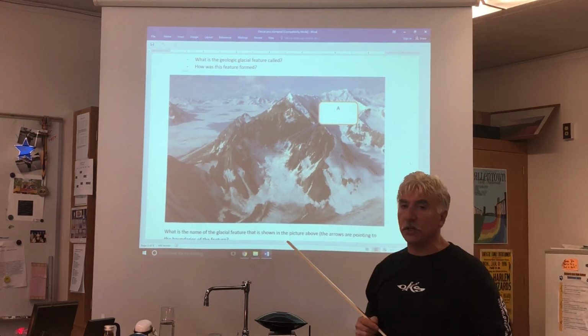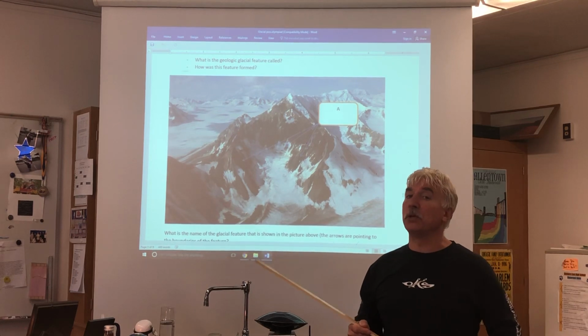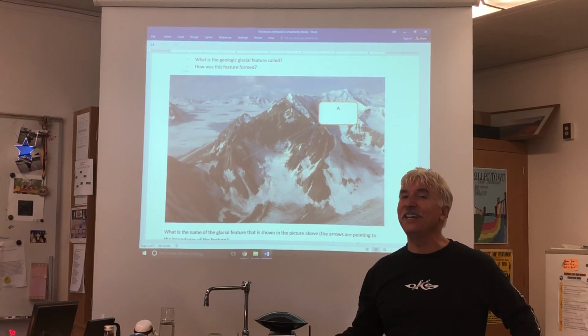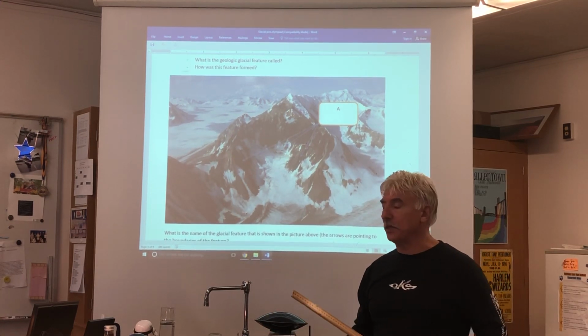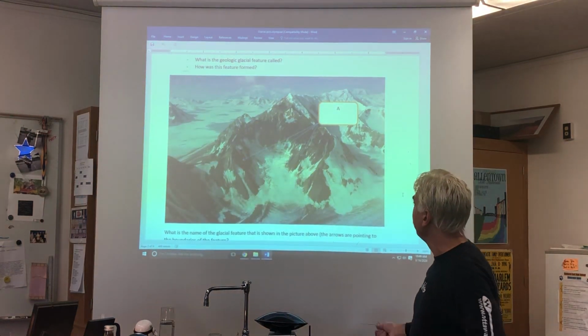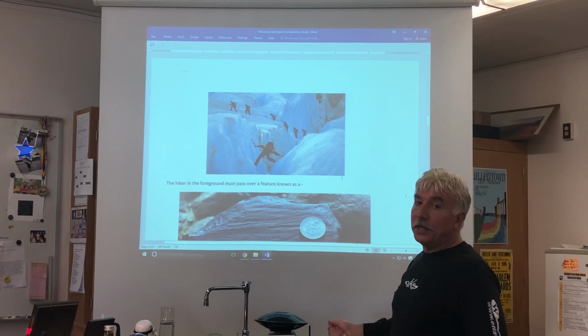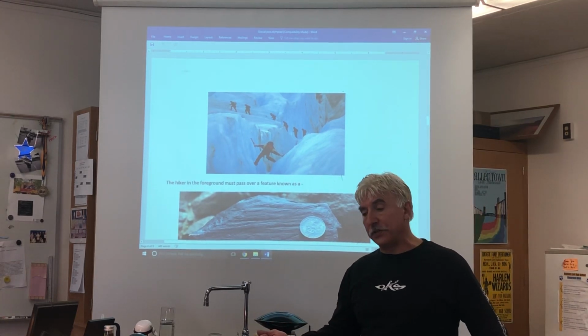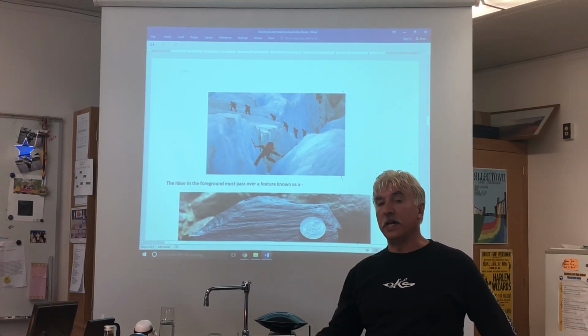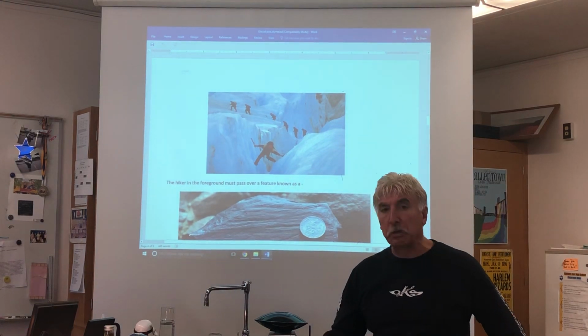Do you have to know the word cirque? No. Do you have to know that the word cirque is associated with glaciers? Yes. Just like arêtes and horns. Next slide, please. You don't want to be caught in one of these. This is called a crevice, but you have to make it more exciting than that. It's called a crevasse. Crevasse.